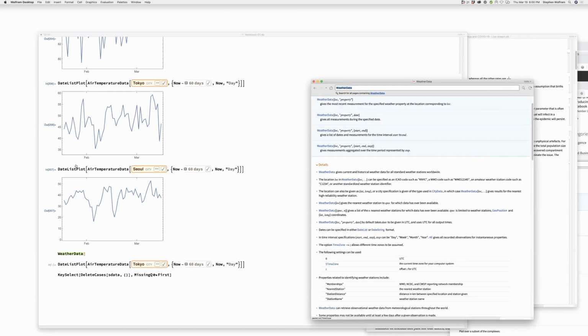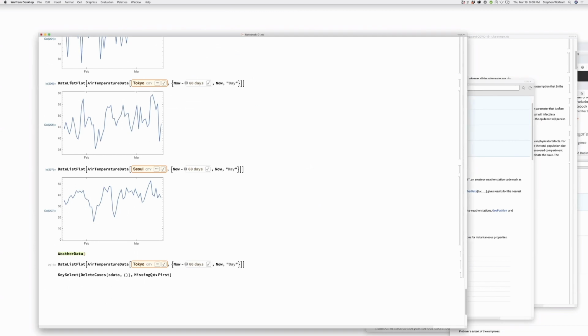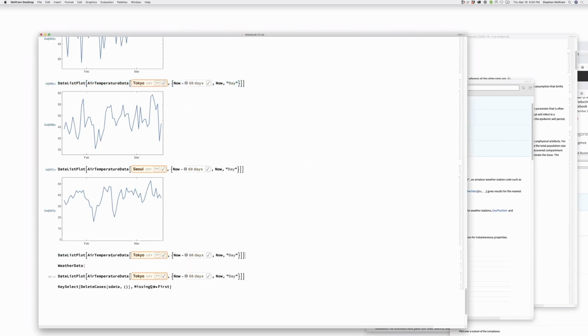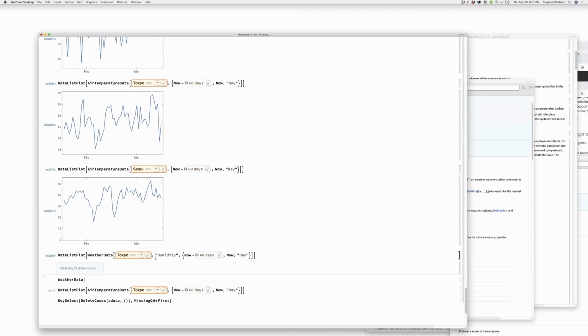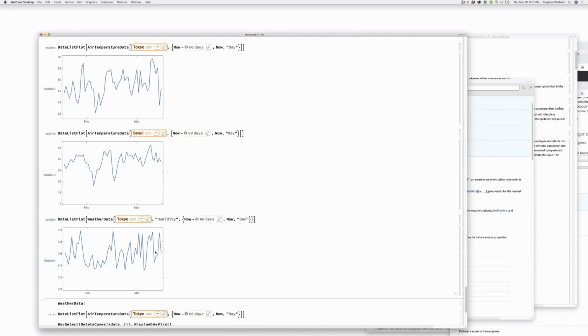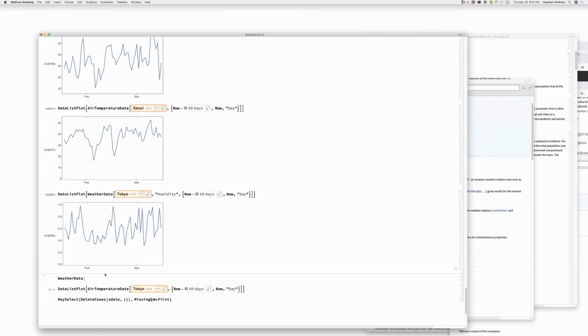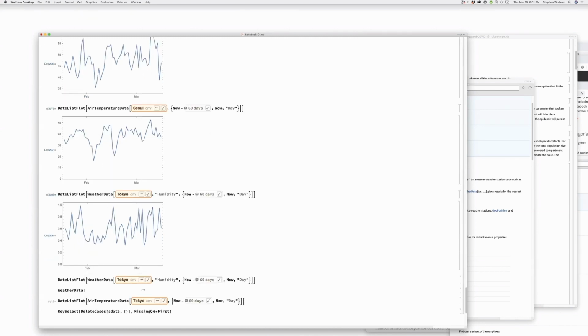Okay. So let's just do this. Let's say location, property, humidity. That varies a lot. It's probably raining some of those days. So let's just see what it looks like. It did go quite high there.